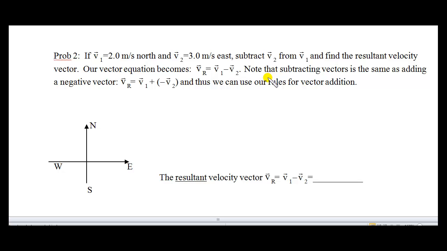Note that subtracting vectors is the same as adding a negative. That is, the resultant equals v1 plus the negative of v2. And thus we can use our rules for vector addition. In other words, we're simply adding two vectors, but one of them you're going to have to change the direction. So using this reference system, draw in the vectors, add them geometrically, and show the calculations to find the resultant. You'll need to find not only the magnitude, but also the direction. So push that pause button, and then we'll compare answers.